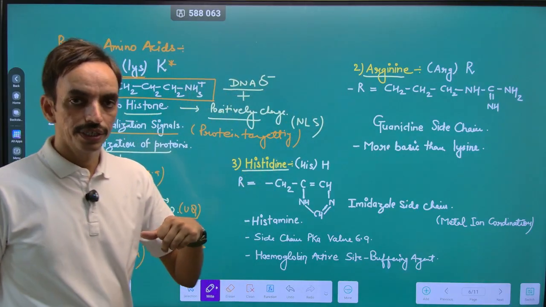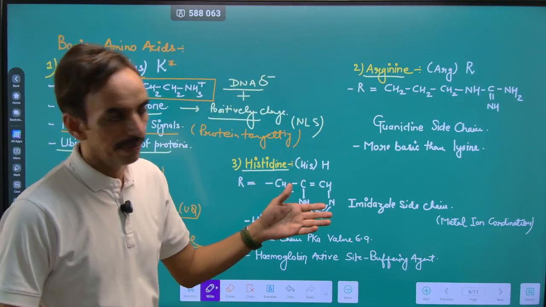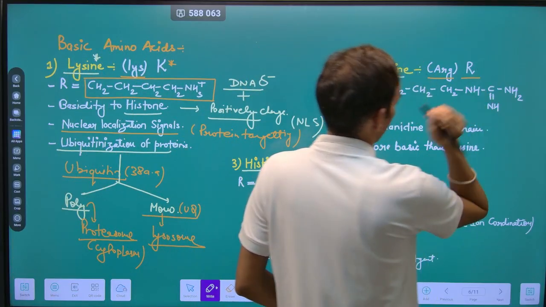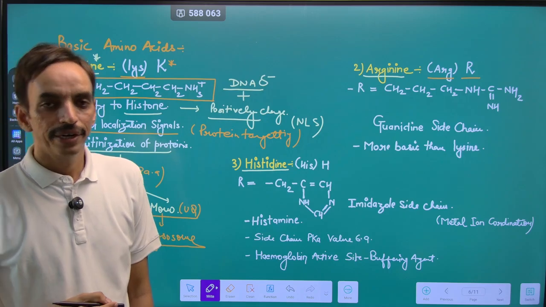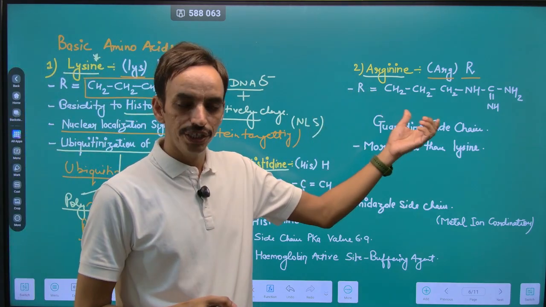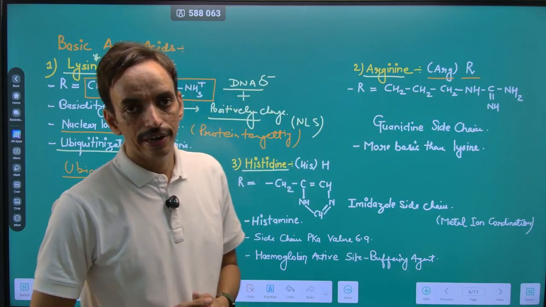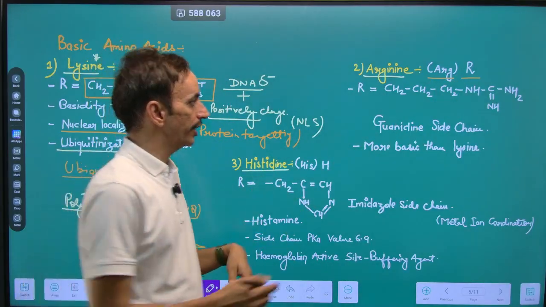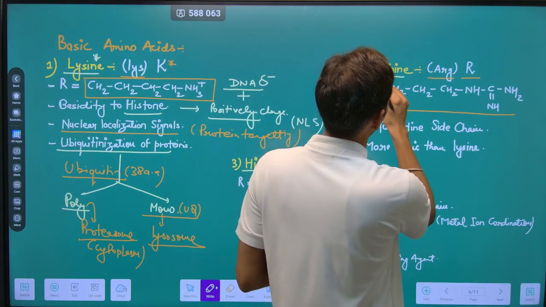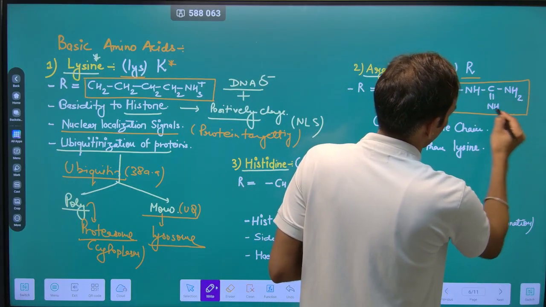Next is arginine. Arginine, again, is a basic amino acid. It is abbreviated as ARG and denoted by the alphabet R, because you have already used A for alanine, so we denote arginine by the alphabet R. The side chain contains this group, and this side chain has a name. That's why it is important.